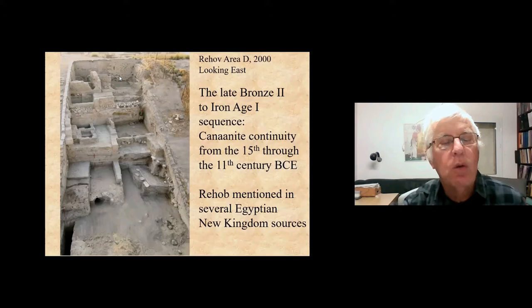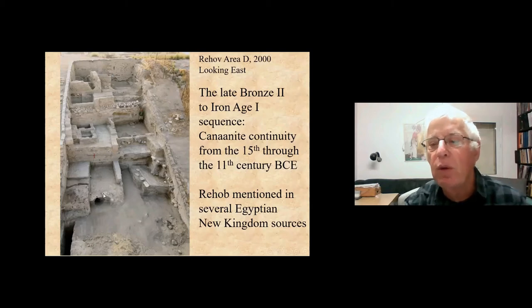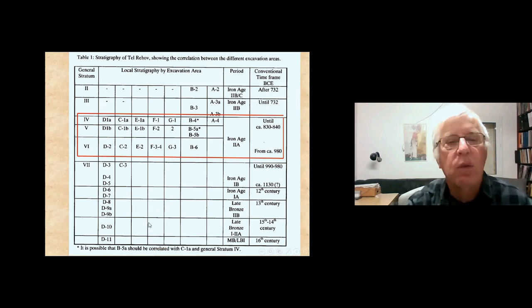So in fact, when you look at this section, you have to realize that we pass here from the Canaanite period through more or less the time of Joshua, the time of the judges, all the way to the time of Solomon and David up here, a period of about 500 years. But we shall not talk about this period today. Here you can see those levels, those strata that we excavated.